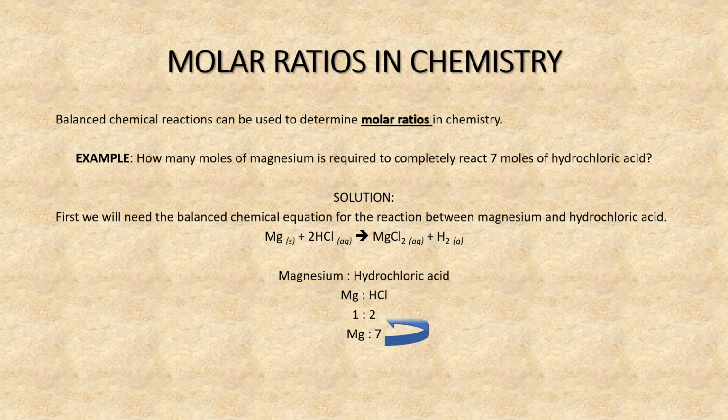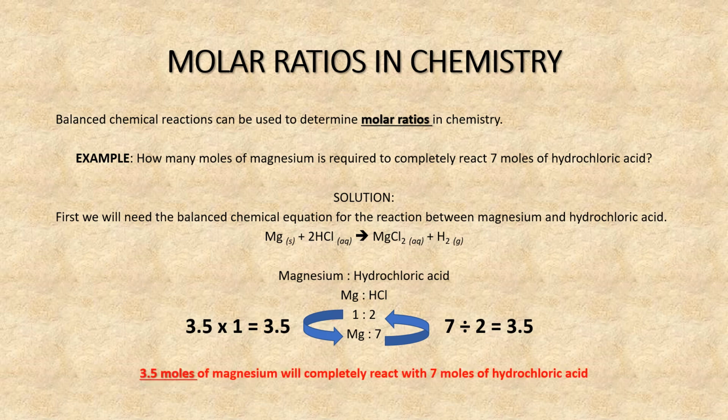And as we've done before, I need to now find the relationship between the 2 and the 7. So 7 divided by 2 is 3.5, or 3.5 times 2 is 7. So the linking number, the relationship here is 3.5. I apply that same ratio to the other side. So magnesium becomes 3.5 times 1 is 3.5. So that means I will need 3.5 moles of magnesium to completely react with 7 moles of hydrochloric acid.